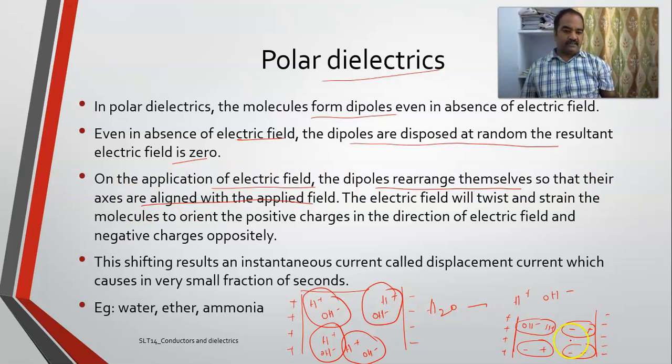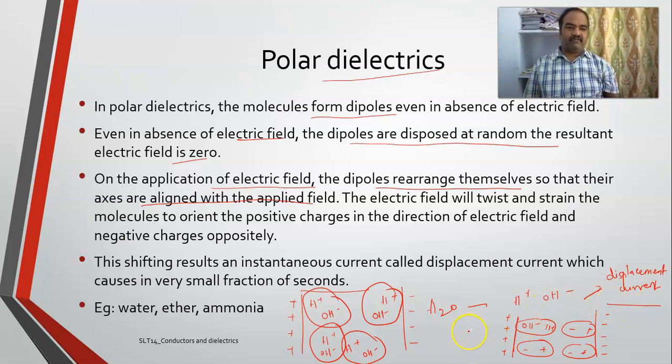So this electric field orients the positive charges in the direction of the electric field, and the negative charges in the opposite direction. And this shifting results in an instantaneous current, what we call displacement current. Because initially it is like this, now there is a shifting of position, which means the charges are shifting a little bit. Since the charges are moving, it is considered to be a current, right? So that current is called displacement current. It will be only for a fraction of a second, and only a small amount of current. But that small, short-lived current is considerable in some cases.